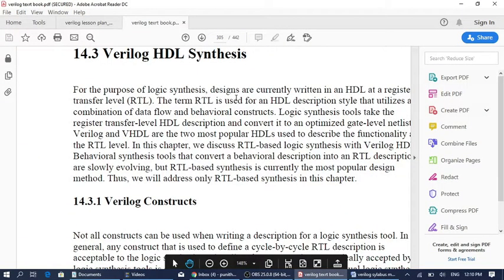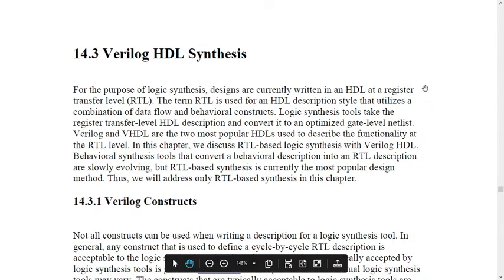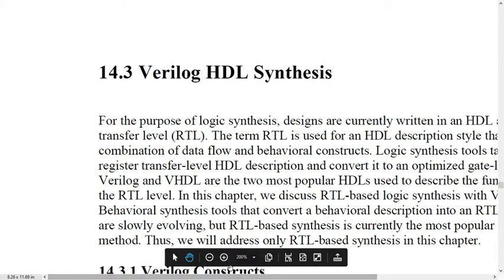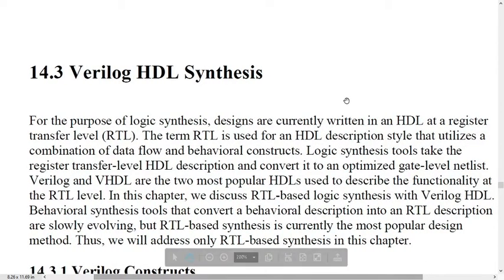So we'll discuss the Verilog HDL synthesis. For the purpose of logical synthesis, the designs are currently written in HDL at the register transfer level. So that is with respect to the RTL.